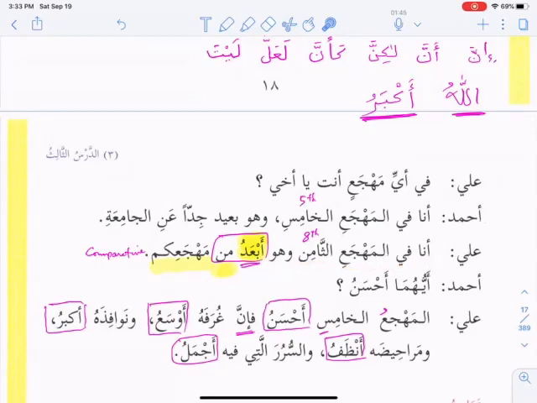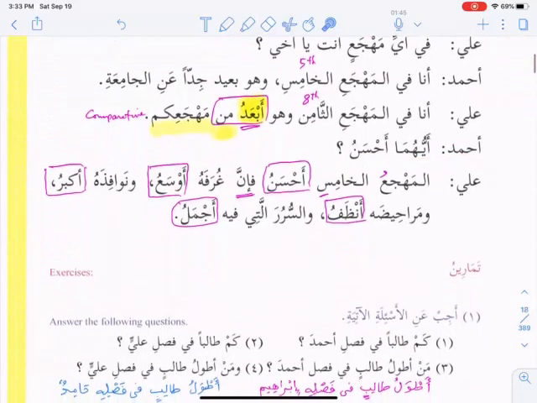Eighth. Wahuwa mubtada, abu adu is your khabar. Ismu tafdil. Further away. Min mahjaikum. Harf jar, ism majrur, mudaf, mudaf ilayh. See, min came, it became comparative degree. Ayyuhuma ahsanu? Which of the two is more beautiful?